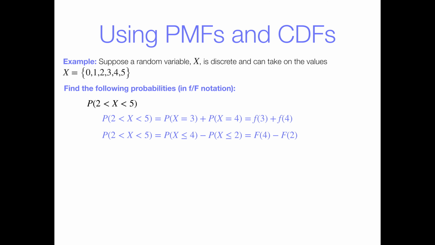Using CDFs is a little trickier. So again, I know I only want 3 and 4. So the probability of being less than or equal to 4 would give me 0, 1, 2, 3, and 4. But I don't want all of that. I only want 3 and 4. So I need to subtract off 2, 1, and 0. So I do minus the probability that x is less than or equal to 2.